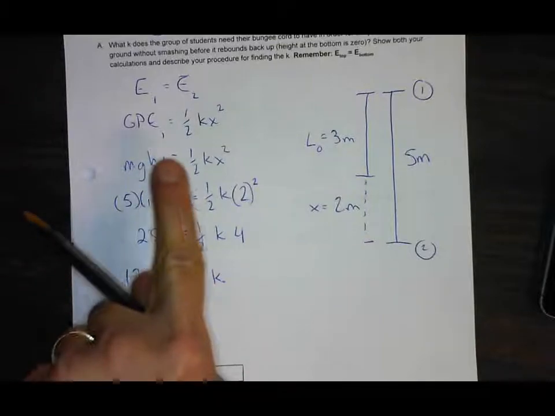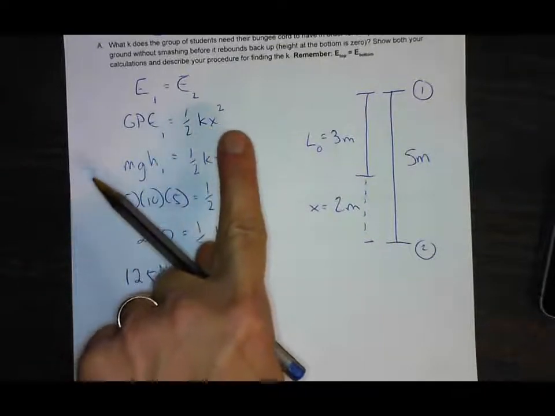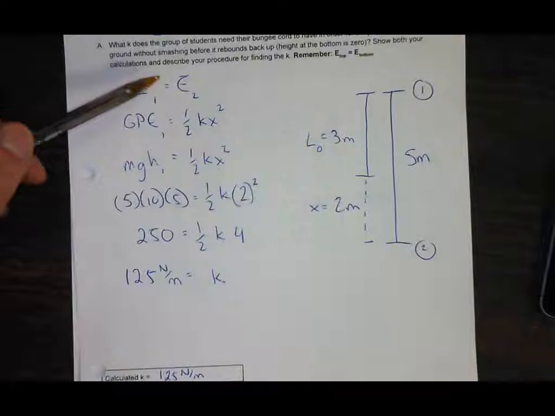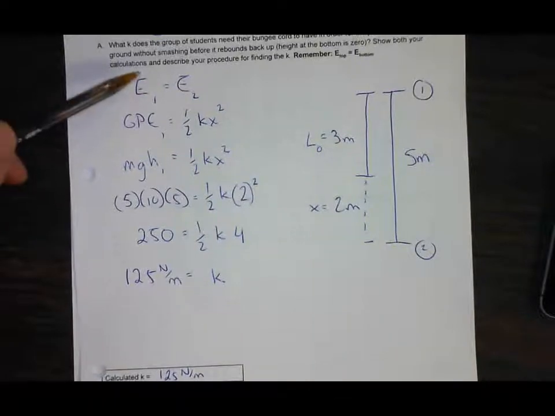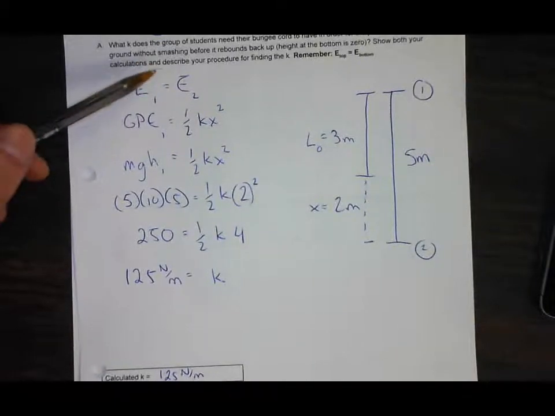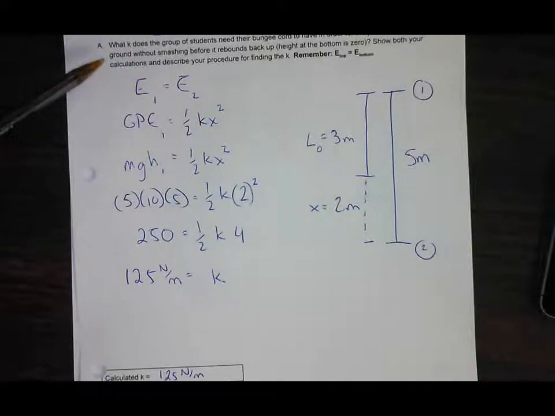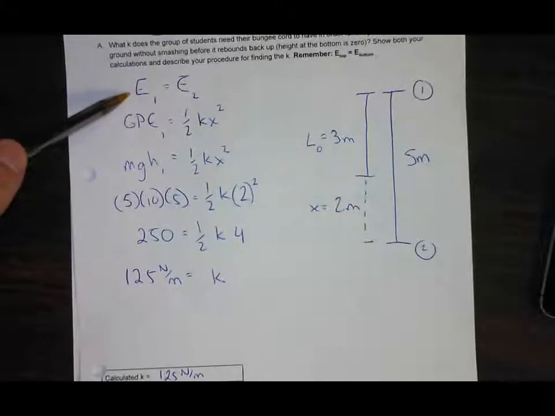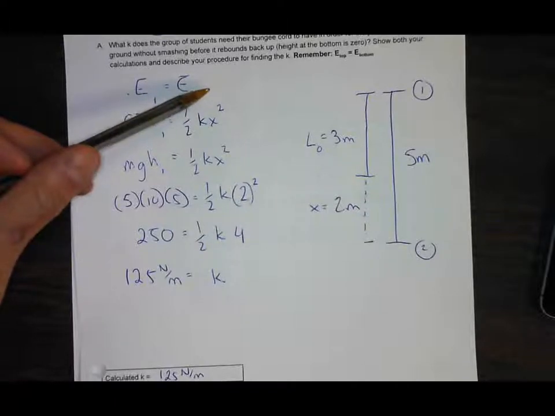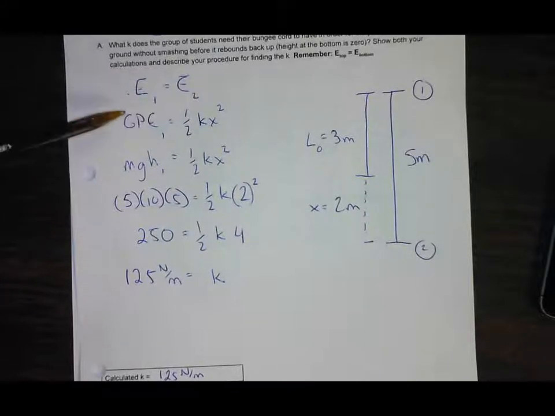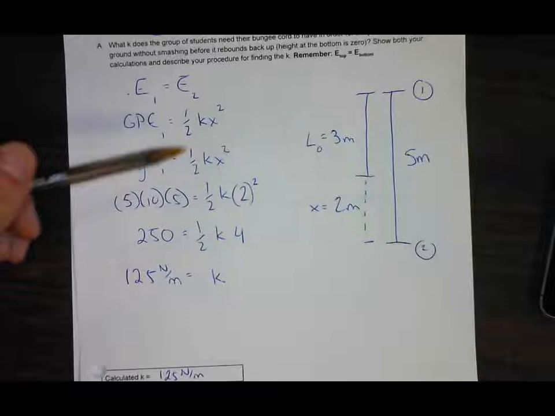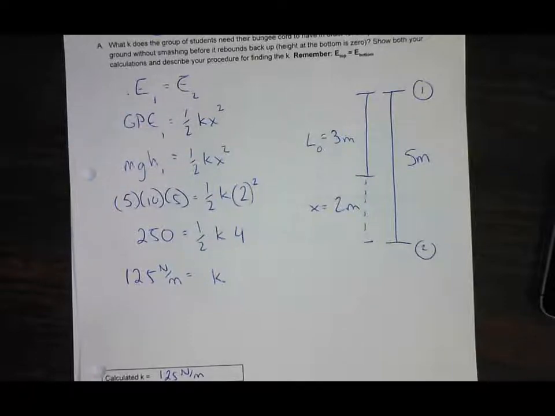Describe your procedure for finding the K. You describe it by just telling me that you utilized conservation of energy to then determine what energies you have at the top versus what energies you have at the bottom, right? And then you just solve for your unknown. You solve for K in this case.